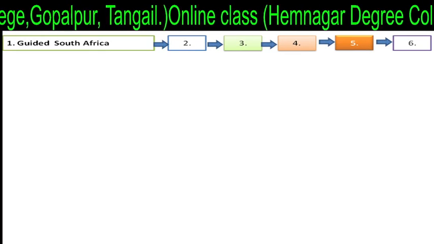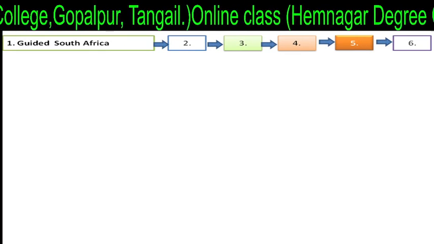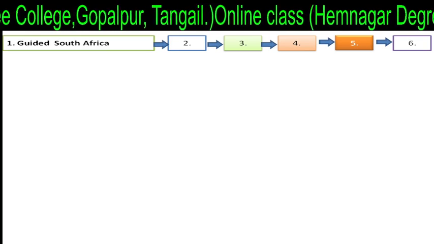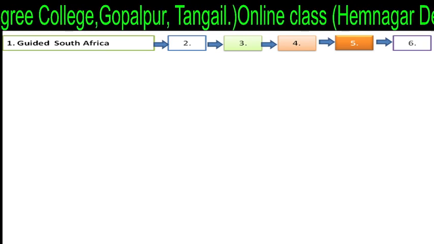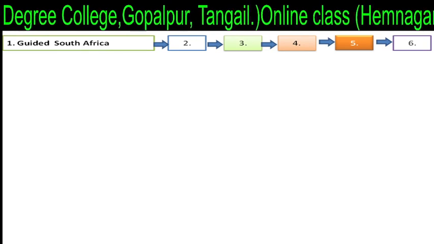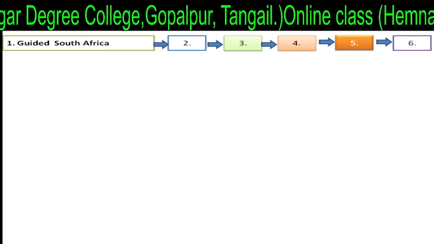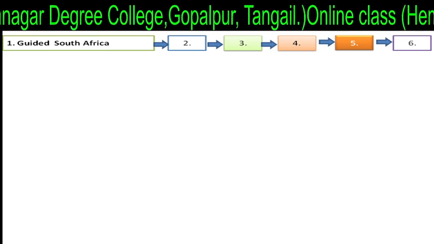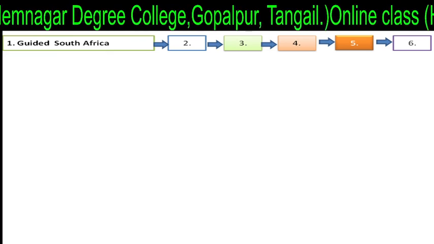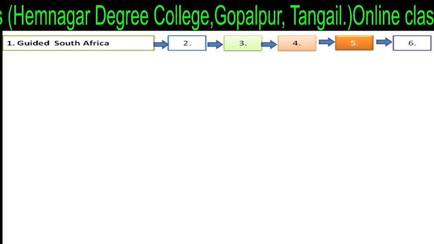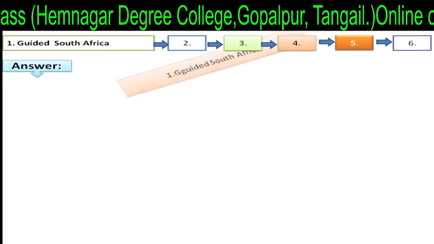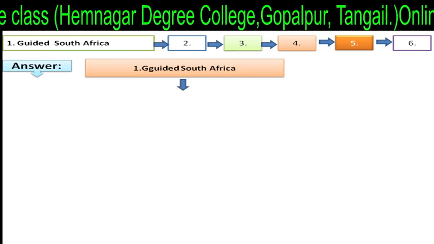Now let's practice another flowchart from this passage about Nelson Mandela. Number 1 has been done for you. Here you can see number 1, guided South Africa, the structure is V3 plus extension. So you have to complete the next part using the structure V3 plus extension. So let's notice the answer.